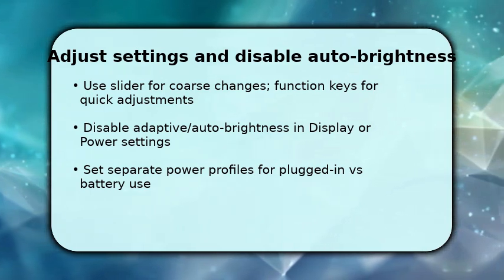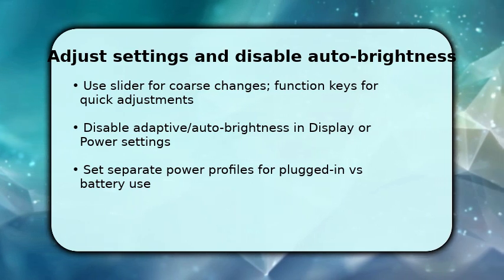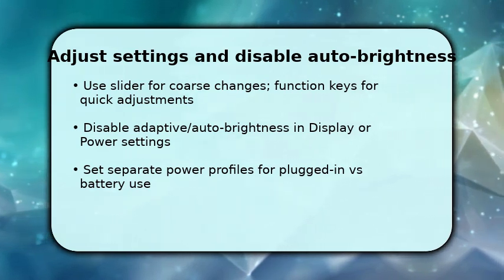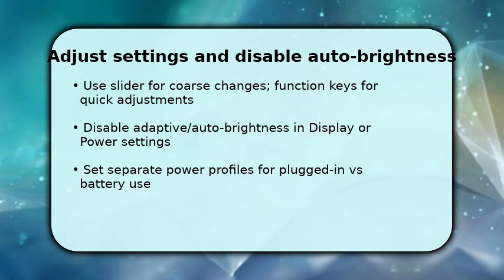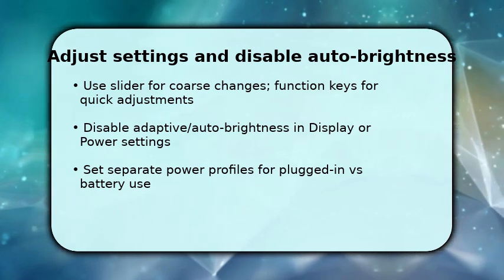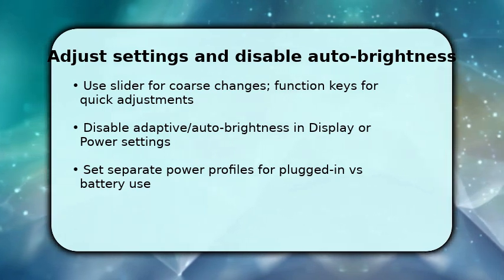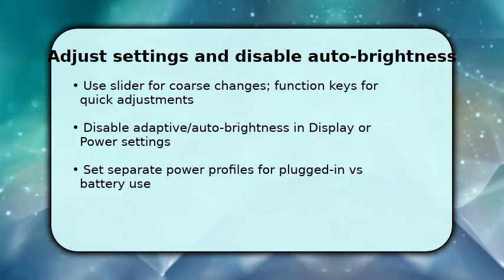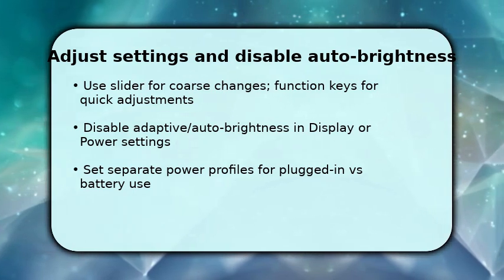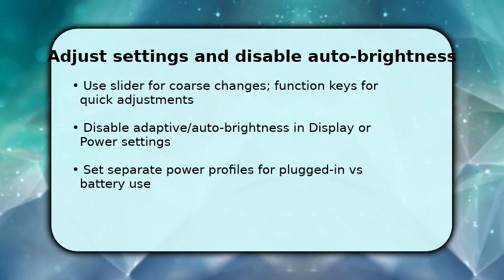Next, go to Display or Power Settings and disable adaptive brightness or ambient light sensors so values remain stable. Also set separate profiles for plugged-in versus battery use to keep comfortable brightness while saving power on battery. Once configured, test with a bright and dim scene to confirm stability.